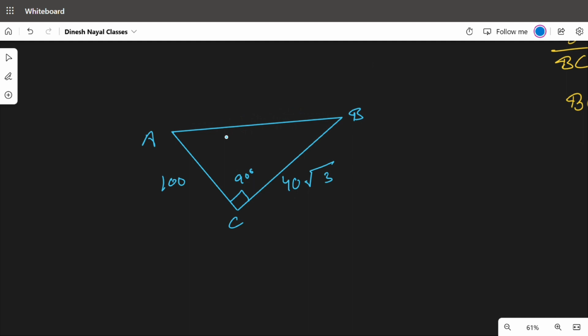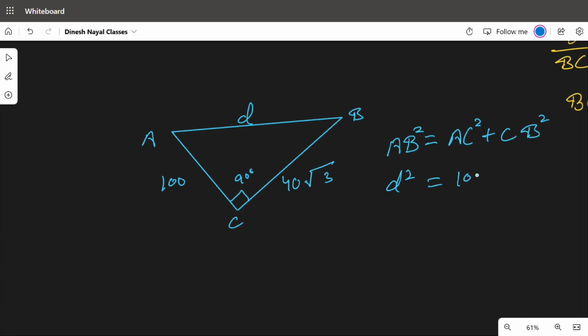Now we know that this is a right angle triangle, this is 90. So what we will do is use Pythagoras theorem in order to find AB, which is actually D. So take this as D. First of all, apply Pythagoras theorem, which states that in a right angle triangle, the square of the hypotenuse is equal to the sum of the squares of the other two sides. That equals AC square plus CB square. Now what is AB square? This is D square. That's what we have to find.